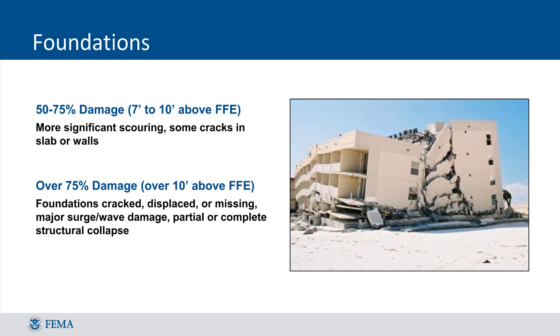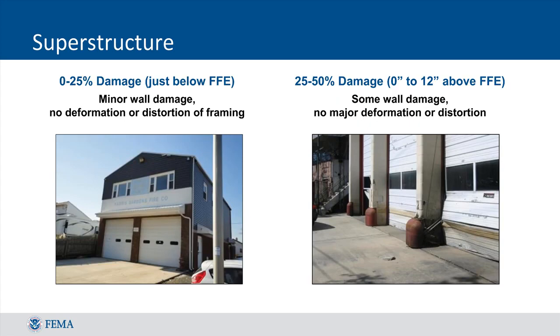Evaluating superstructure damage for non-residential structures is also similar to evaluating it for residential structures, in that you should be focused on the frame of the building. A structure with only minor wall damage and no distortion or deformation of the framing would fall into the 0 to 25% damage range. In this case, the structure will generally appear undamaged from the outside. Damage in the 25 to 50% range would include some weakening of structural support systems, such as studs.